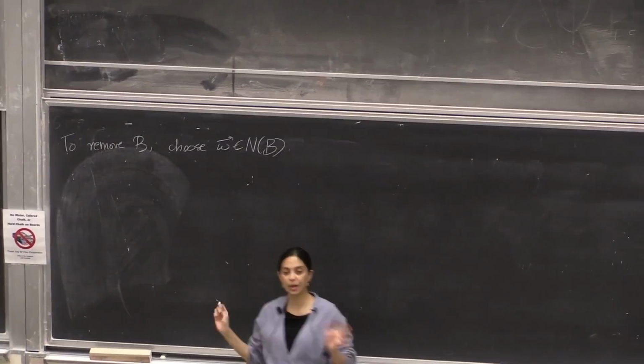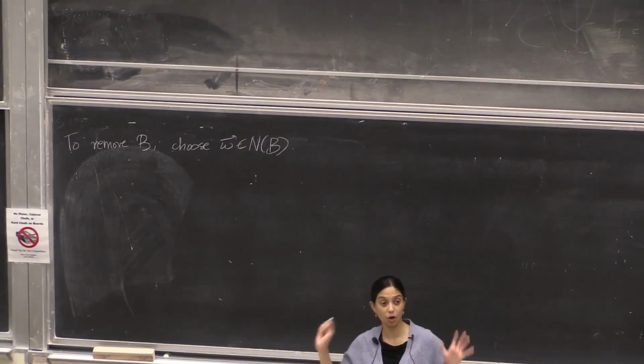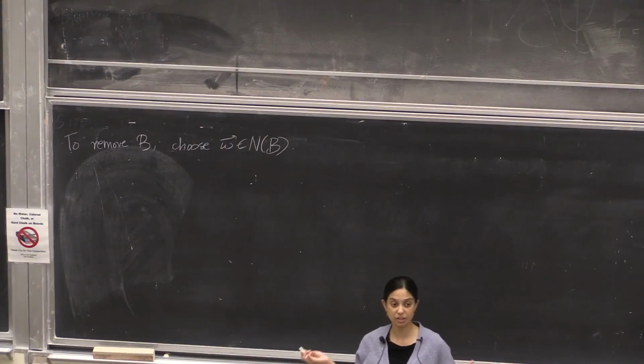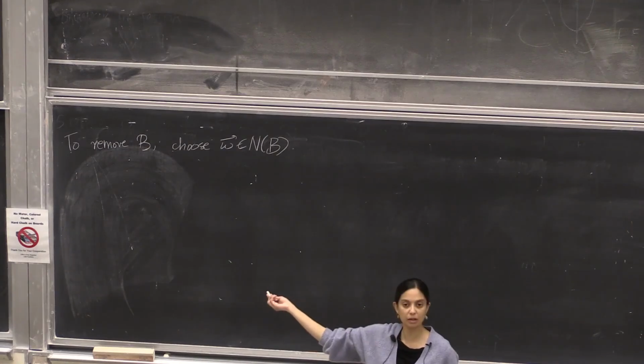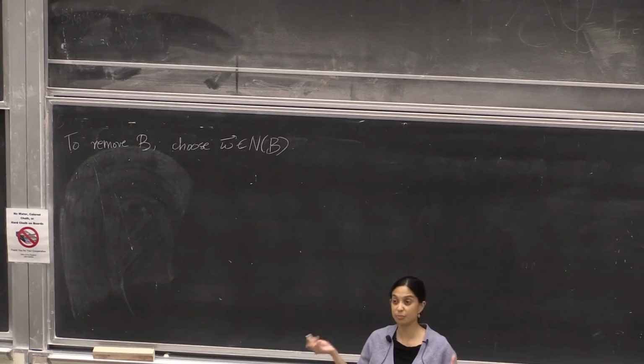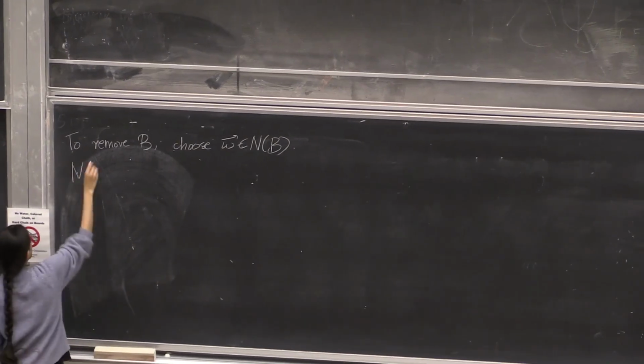Okay? What is the problem? What do you have to check when choosing W in the null space of B? Can you always choose W in the null space of B? Kind of. Is W equal to 0 a good choice? No, because we need W to be unit norm, right? So we can't choose W equal to 0. So what do we have to check? Is the null space of B trivial or not, right? Is the null space of B trivial? No. Why is the null space of B non-trivial?